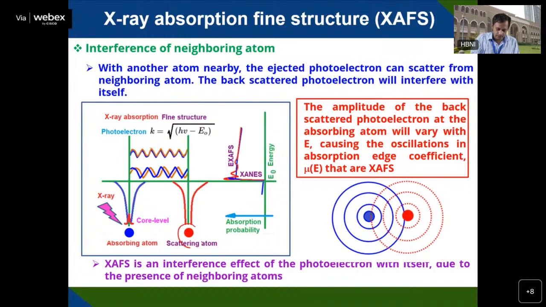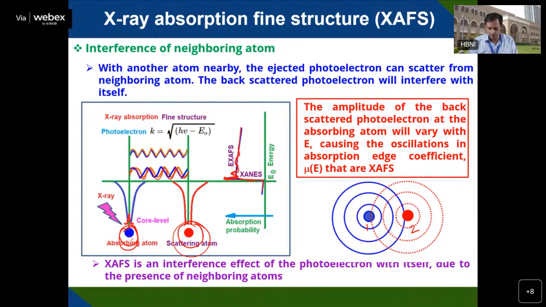But whenever there is another atom, this is the absorbing atom, the X-ray is falling on this atom, and then the wave vector is generated here because of this interaction with the X-ray. That wave is interacting with the scattering atom. Another atom is nearby. You can see here a blue atom 1 and a red atom 2. The wave front of the blue atom will interact with the wave front of the red atom. So there will be a phase change, and you will get the fine structure information here, because of that absorption, and thereafter you will get this type of spectral information.